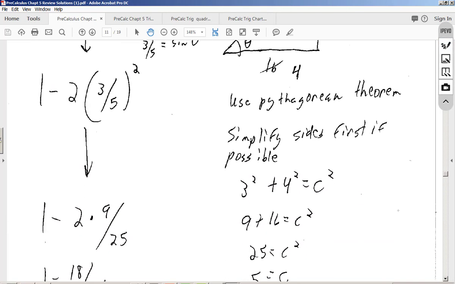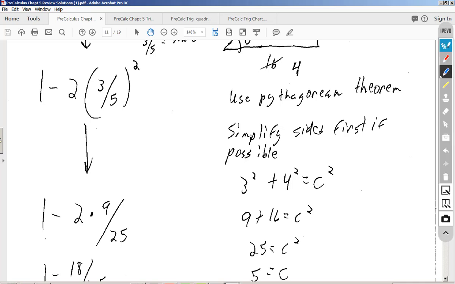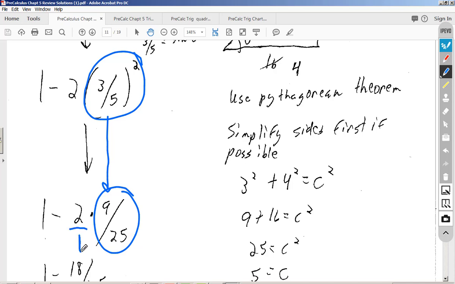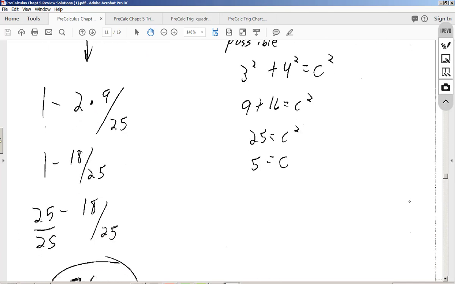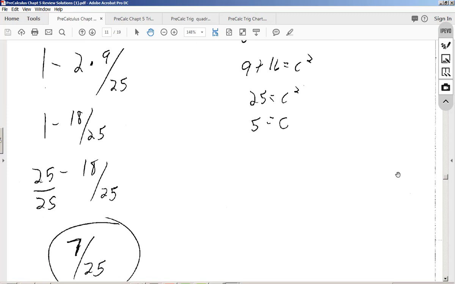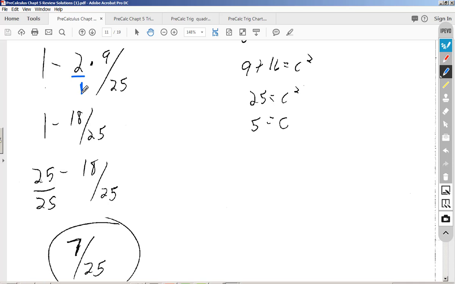So substituting that in, now I'm going to solve it. Remember your order of operations, you've got to square this first. So 3 squared is going to be 9, 5 squared is 25. Now, following the order of operations, you're going to multiply this. Remember, this is 2 over 1. So now I'm just going to multiply numerator by numerator, denominator by denominator. So 2 times 9 is 18. 1 times 25 is 25.